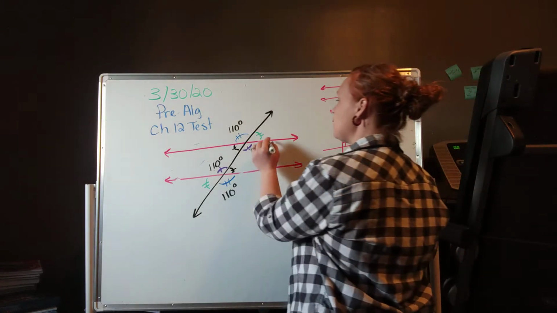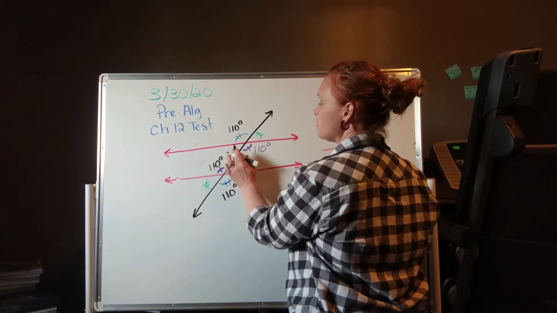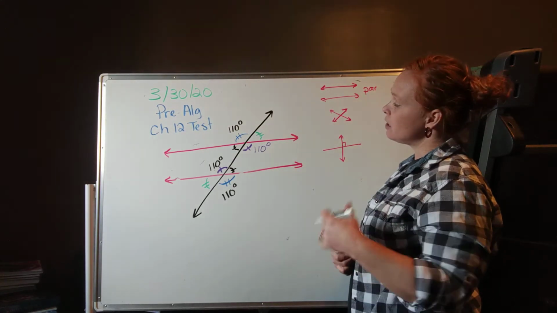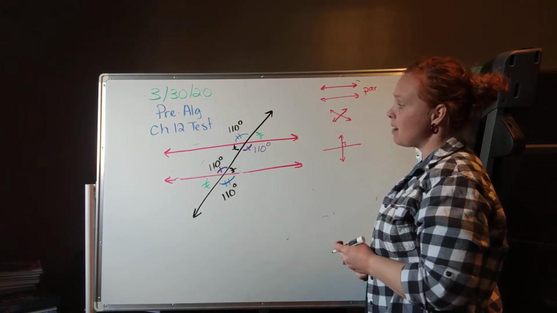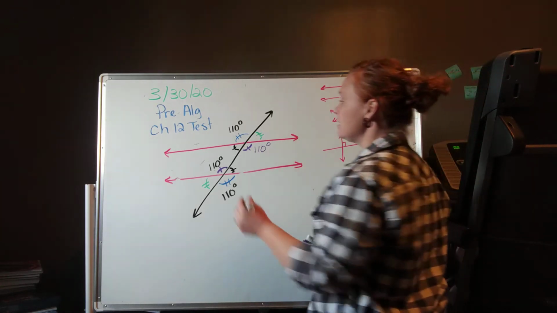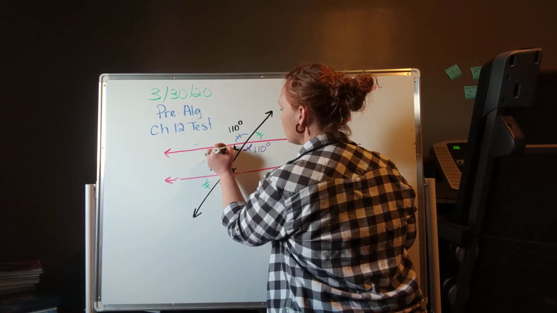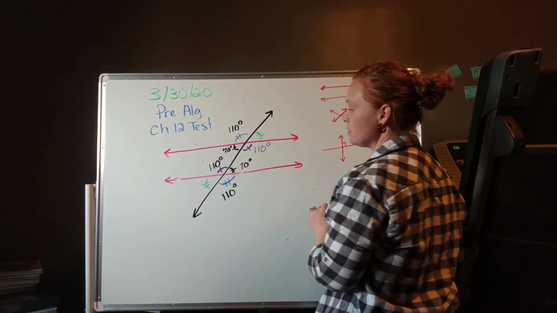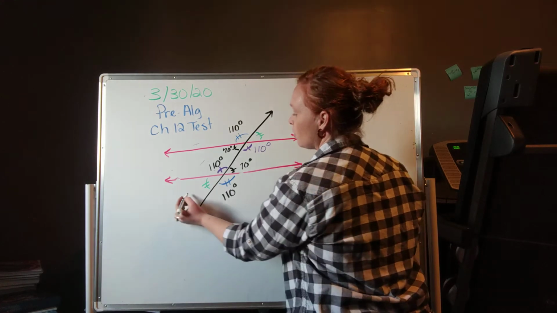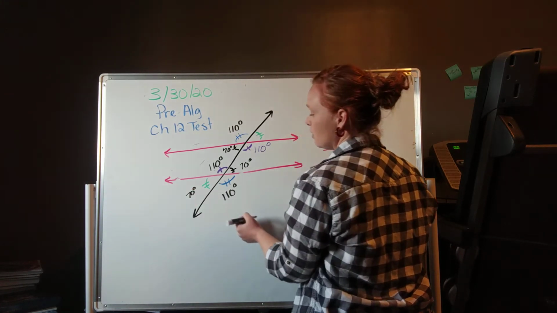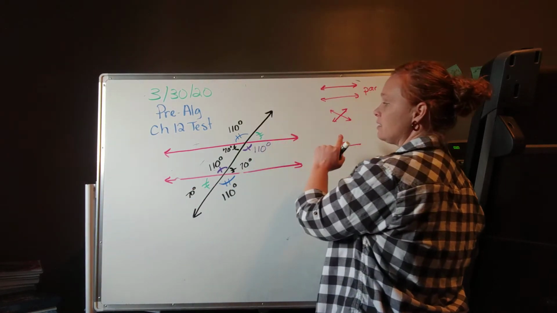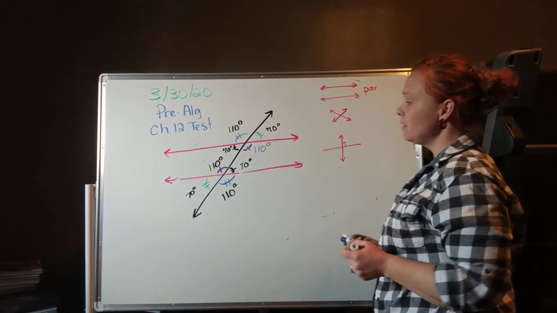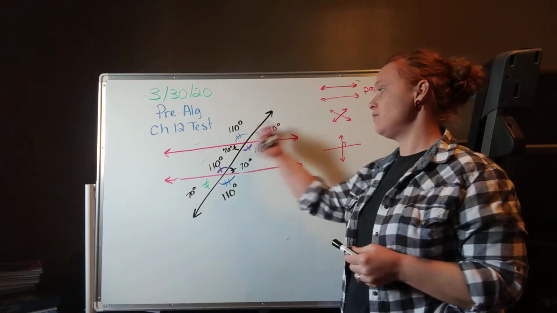Then I see that this is a supplementary angle to this one, so the two of these have to equal 180 degrees. Okay, so 180 minus 110 is 70. So I know that this one is 70 degrees. So my alternate interior is 70 degrees. My vertical angle is 70 degrees, right? My alternate exterior angle is 70 degrees. Okay, so I was able to take one measurement and go ahead and fill all these in.